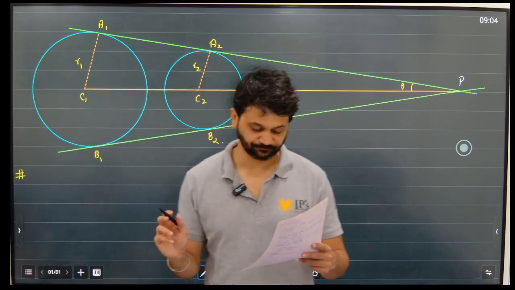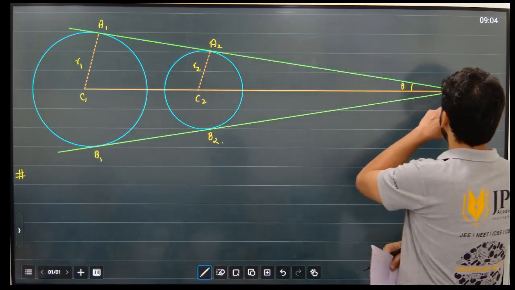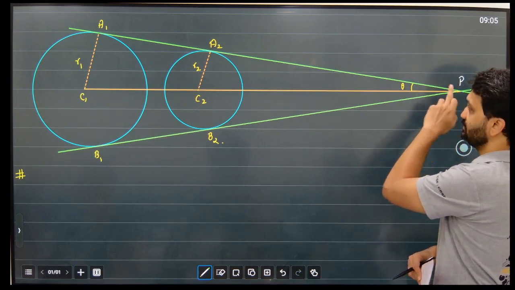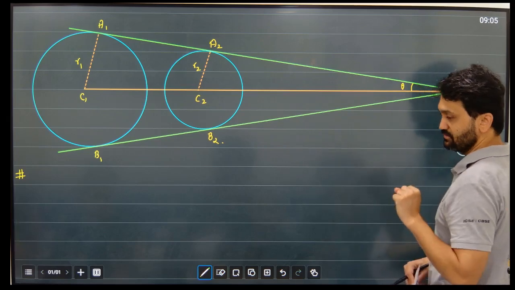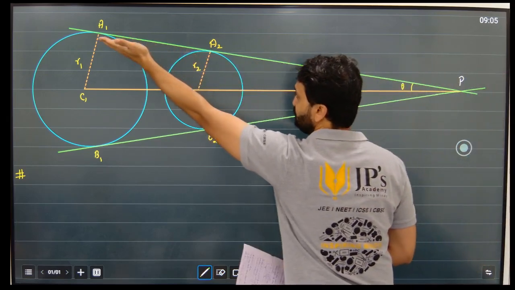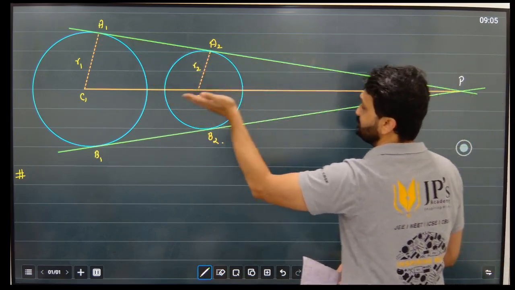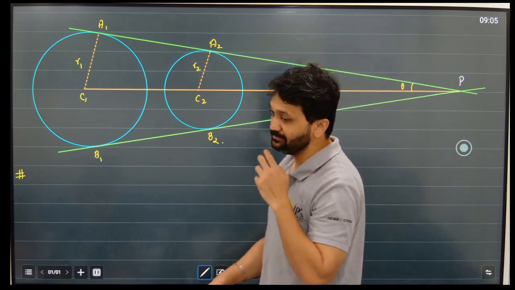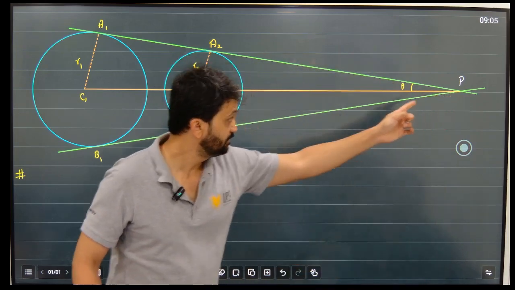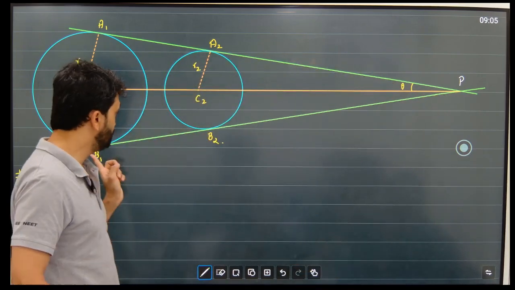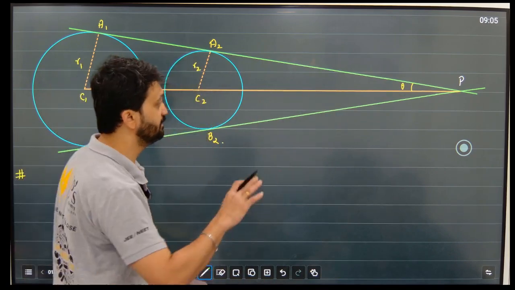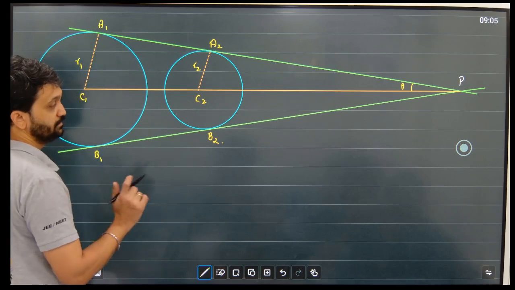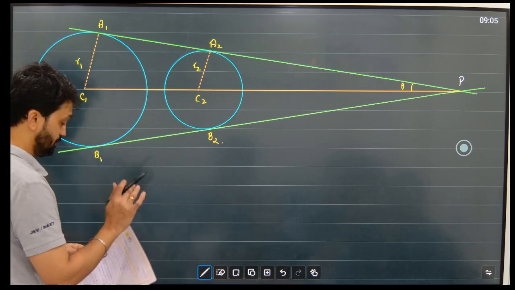Now, carefully see, P is the point of intersection of the direct common tangents, because this is the first direct common tangent, this is the second direct common tangent, and they are meeting at the same point, that is P. Did you guys understand this? Any problem here?